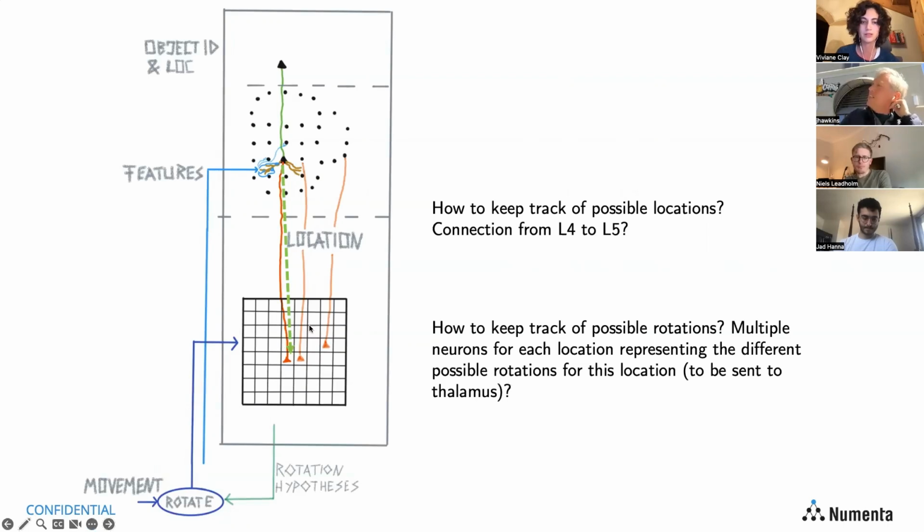I mean, in the code it's easy to do, but I'm just not sure yet how it would be done in this neural framework. Maybe there could be multiple neurons representing each of the locations in this reference frame, and then they could each be associated with a different rotation. And then whichever ones are still active get sent down here as a signal for the thalamus to rotate the displacement. Yeah, we're not sure.